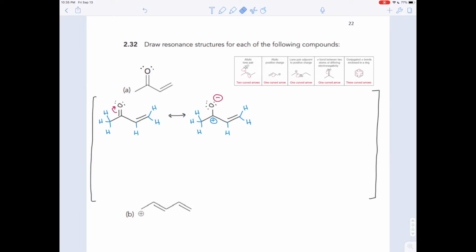All right, now let's consider this second structure. We're going to do the same thing: one by one, go through each of the resonance patterns and see if we have it. So the first one, is there an allylic lone pair there? Well, we have lone pairs on this oxygen, but they're not one atom away from an atom in a double bond. If you go one atom over, you have this positive charge here. So we don't have an allylic lone pair.